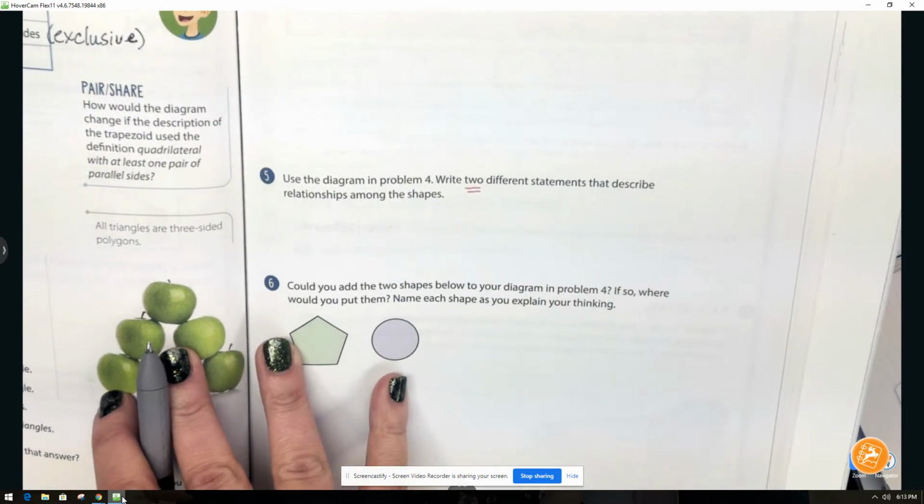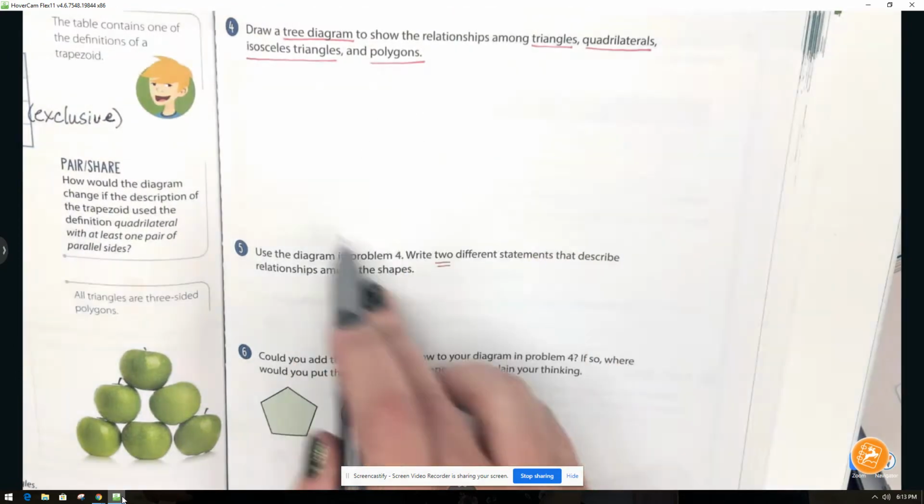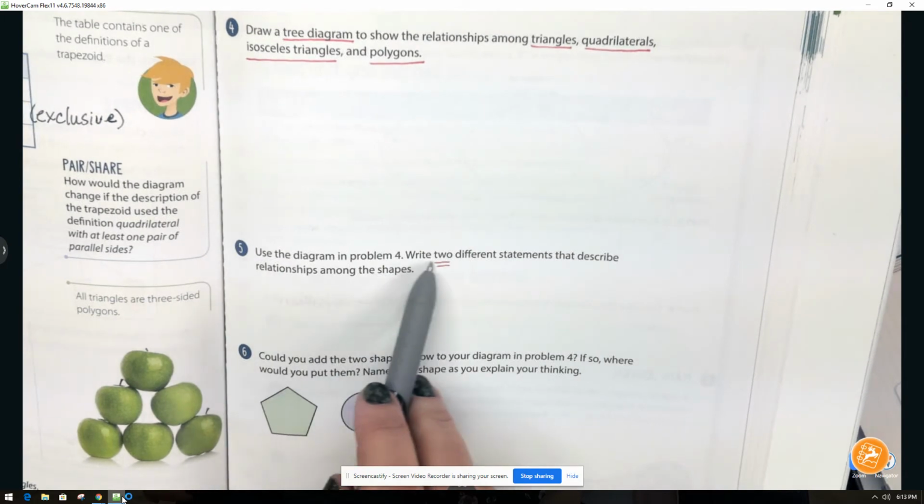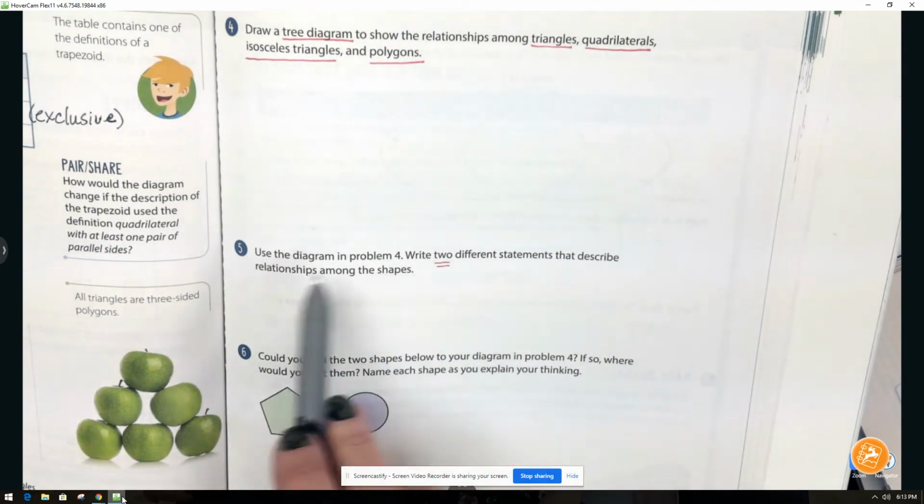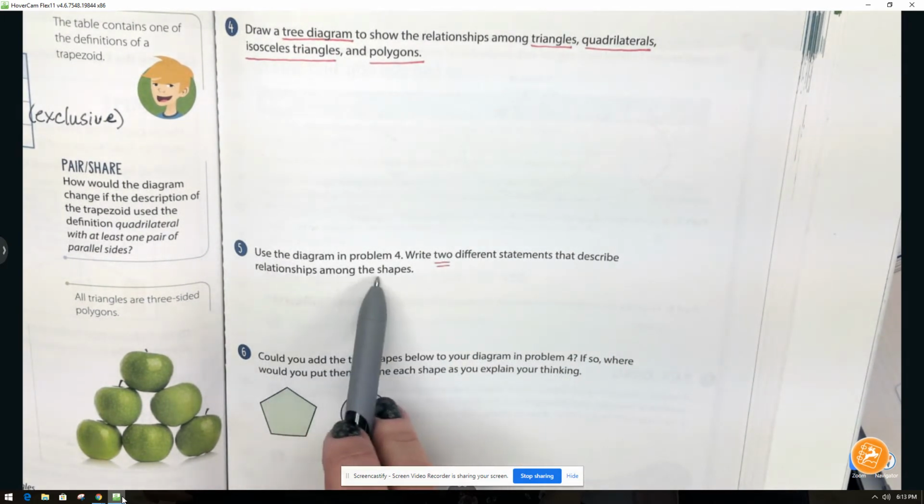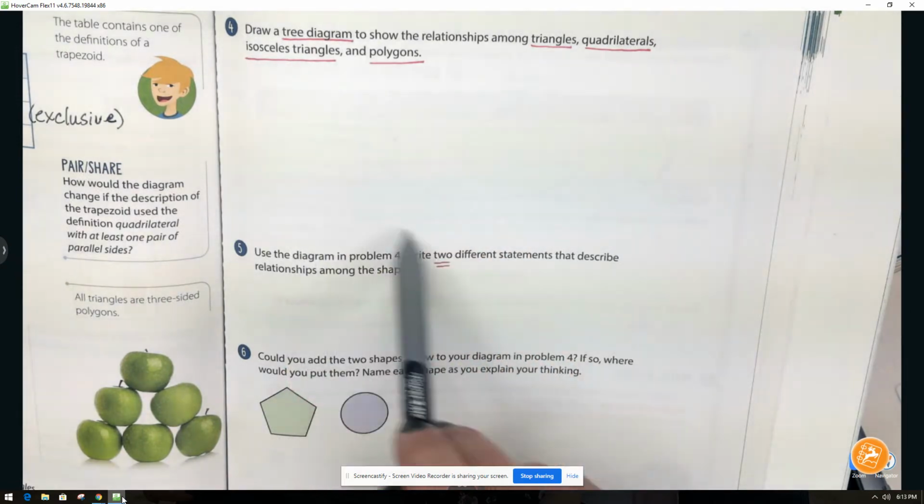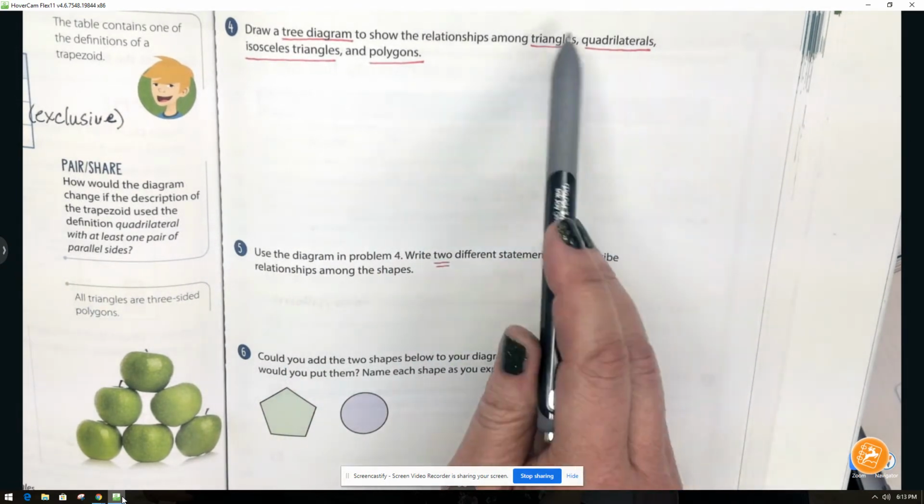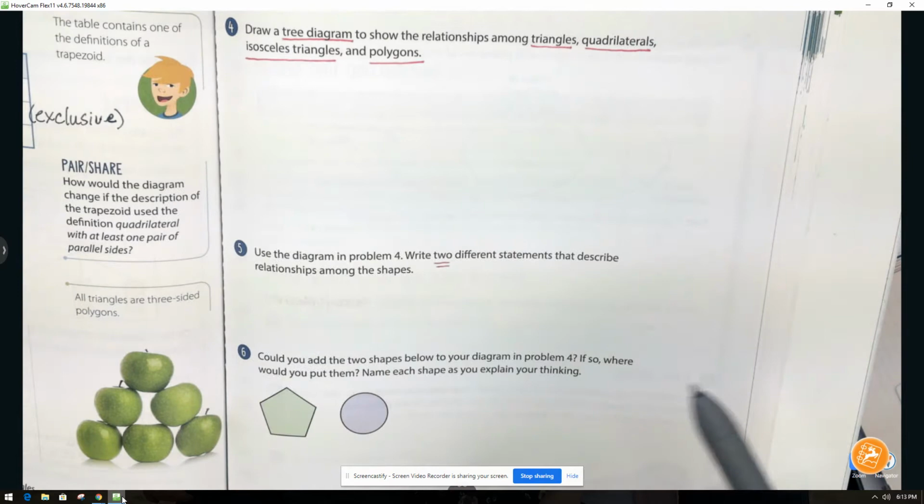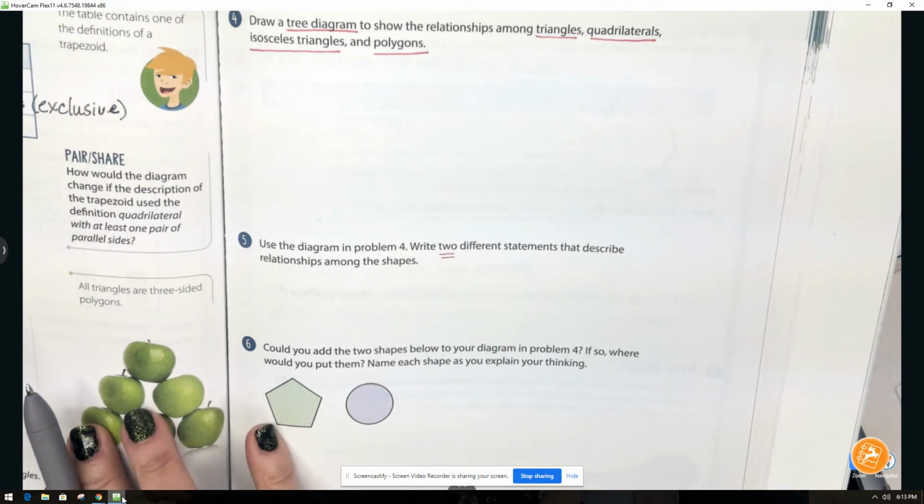Number 5, using the diagram that you drew on number 4, you're going to write 2 different statements that describe relationships among the shapes. So after you draw it, you're going to tell me how 2 of these shapes are related based off of where they are in the tree diagram.